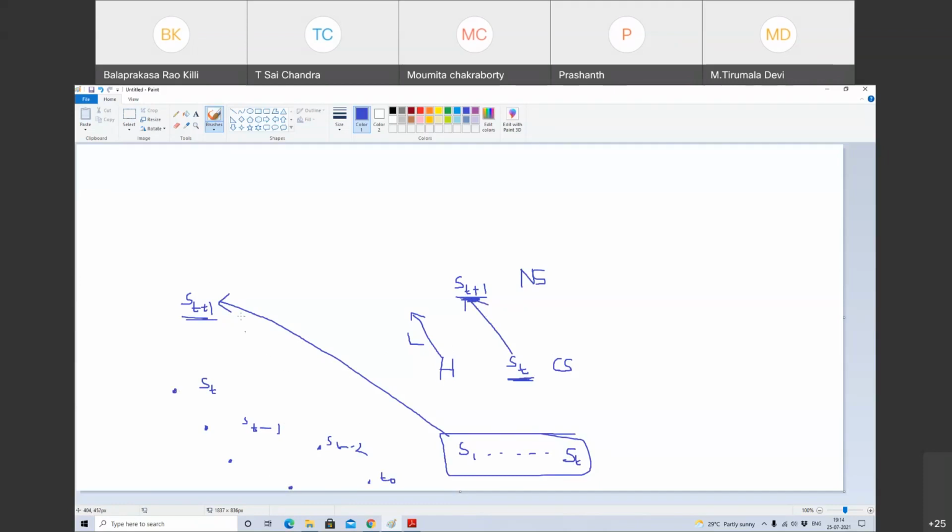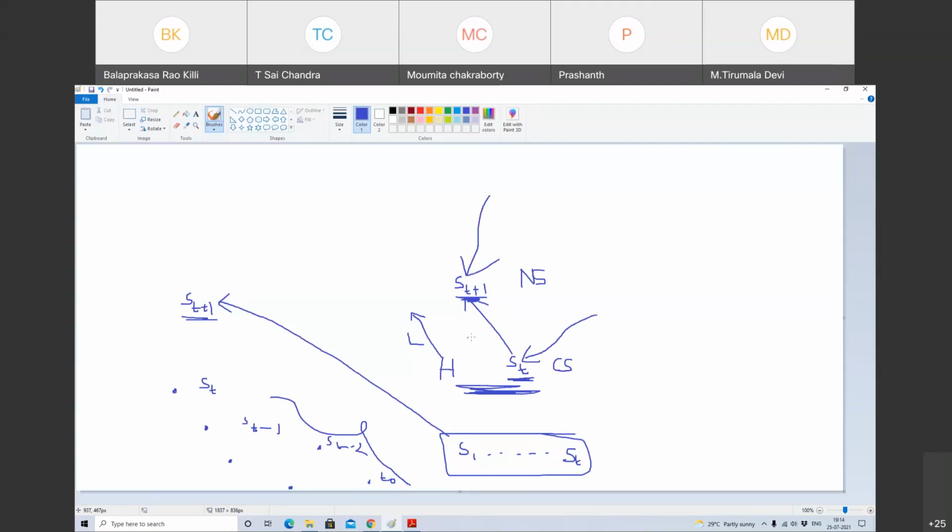So, if you can determine ST plus 1 only based on ST, then what is the use of storing all this information? Is it required? First of all, tell me. If you have all this information, S1 to ST, then you can determine ST plus 1. On the other hand, if you simply know ST, then you can determine ST plus 1. Then is it required to store all this state? Not required, right? So this is known as information state, also Markov state. Markov state means that if you know the current state, then we can determine the next state.